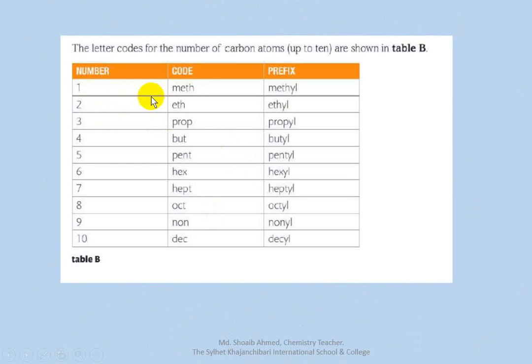If the number of carbon atoms in the chain is 2, we say eth. It is used as a branch. We say meth, eth, prop, but, pent, hex, 7 carbon hept, 8 carbon oct, 9 carbon non, 10 carbon dec. When this is a branch, we say methyl, ethyl, propyl.